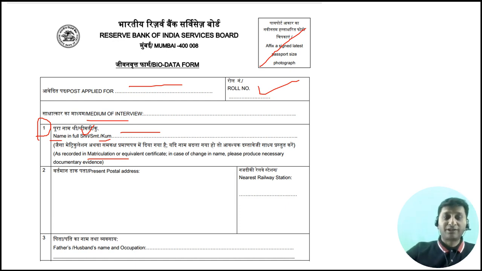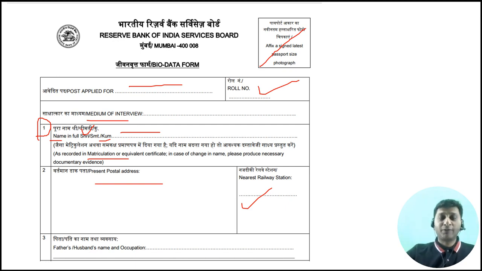Next comes the present postal address, which is like your current address. So this can be different from your permanent address. Say if you're from Banaras, but you are residing in Delhi, please write the address of Delhi here. And please mention the nearest railway station corresponding to your present postal address.